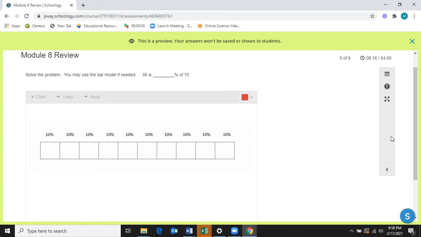Question 5. Solve the problem. You may use the bar model if needed. 56 is blank percent of 70. So if the whole thing is out of 70, that means I know that each 10% equals 7.